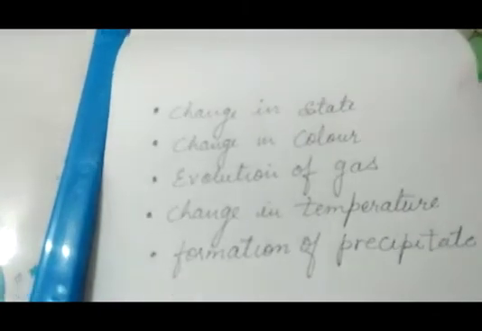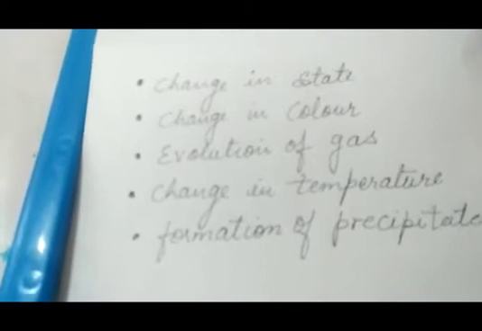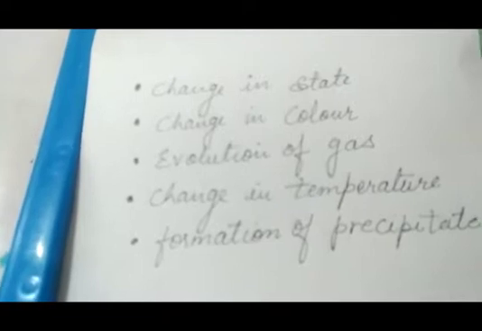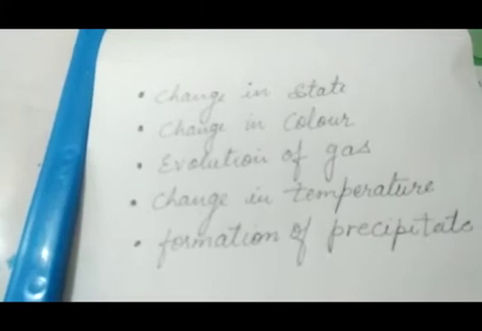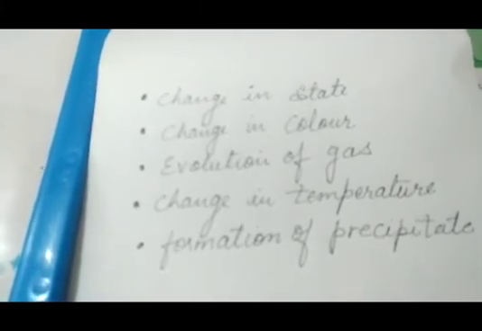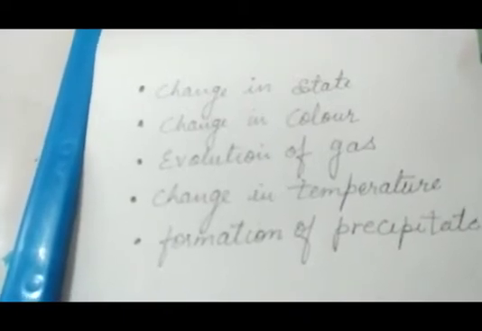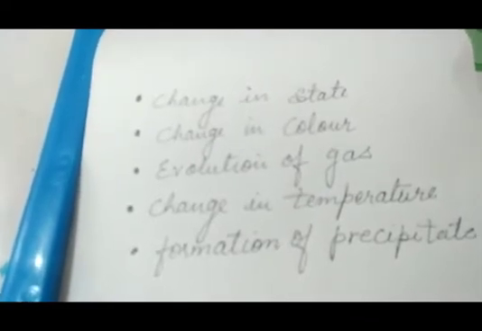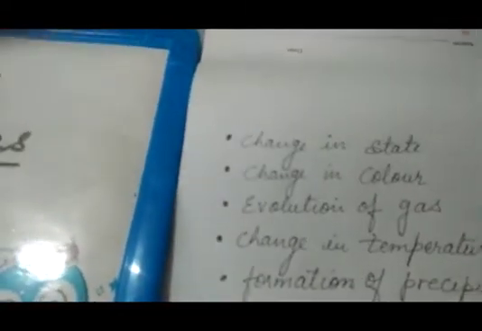In some chemical reactions, the temperature either increases or decreases. This is because energy is absorbed or released during a chemical reaction. We will also observe that in some chemical reactions, a precipitate is formed. Precipitate means an insoluble substance. So with the help of these observations, we come to know that a chemical reaction has taken place. Let us take one example from our activity.